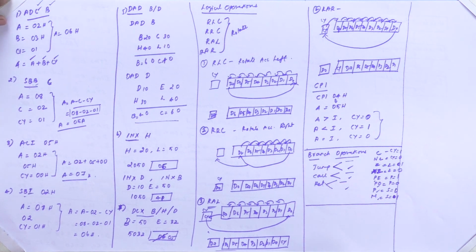And the last category is machine control operation. The basic machine control operations are HLT and NOP, that is halt and no operation. And the additional machine control operations are EI, enable interrupt, DI, disable interrupt, SIM, set interrupt mask, and RIM, read interrupt mask. These things we will be discussing in the forthcoming interrupt section. So these are all about the additional instruction set of 8085.